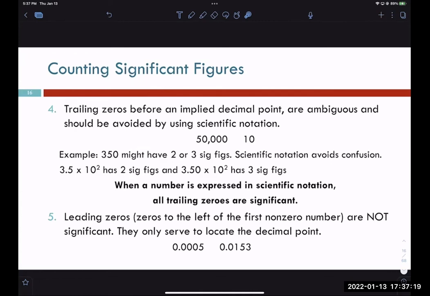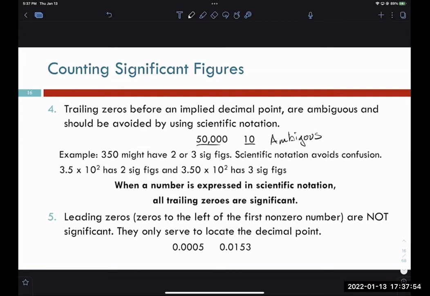If we have trailing zeros before an implied decimal point, right? So there's no decimal point written on either of these. Those are ambiguous. We cannot tell which of those zeros are significant or not. So if you get questions like this, and I ask how many sig figs does that have, there's no decimal place, it's just implied. They're going to be ambiguous, because we use zeros in two ways.